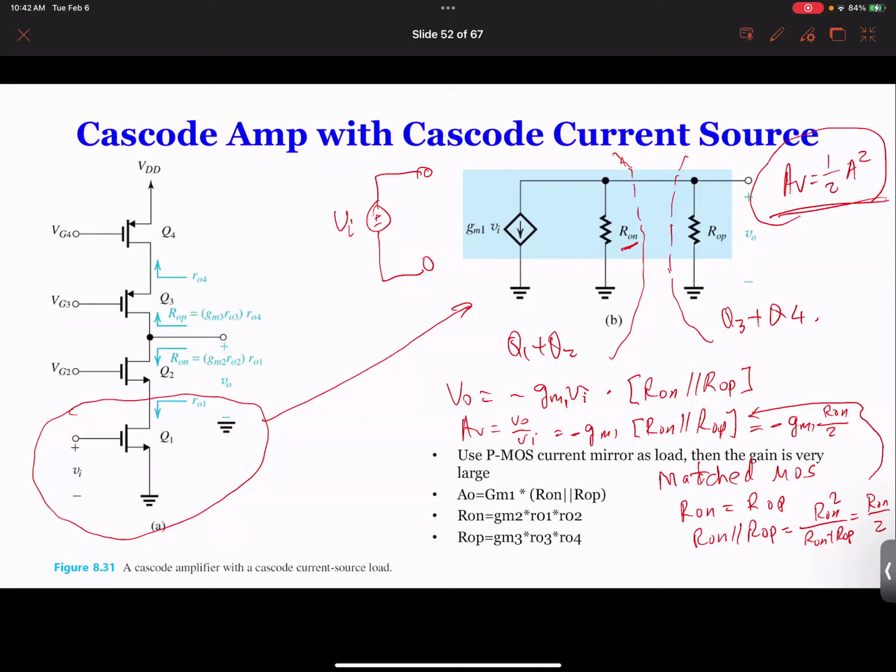And this is very important. By adding a PMOS pair as a load at the drain of the previous cascode amplifier, we now increase the gain by again a square. So one magnitude of A, but a half. It's not exactly A squared, but it's a half of that.